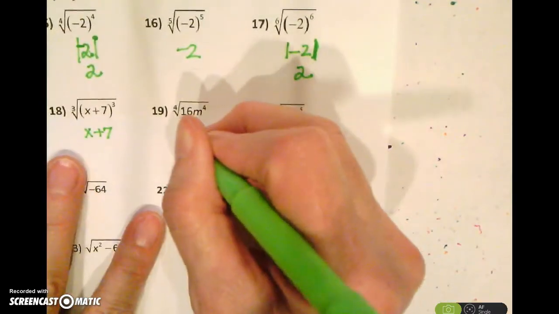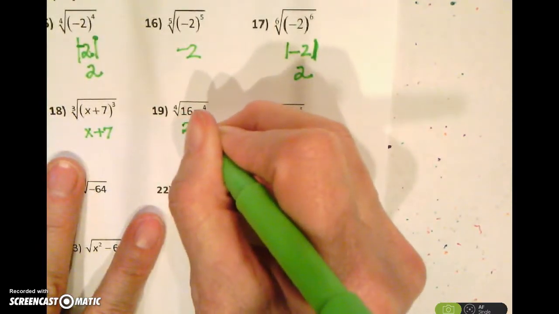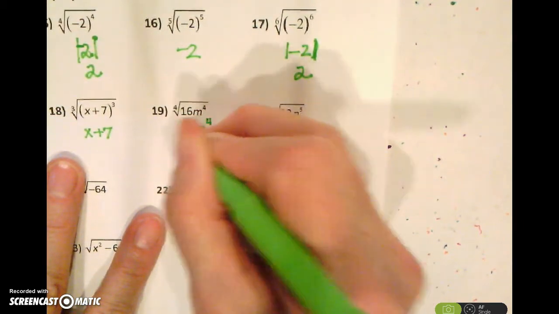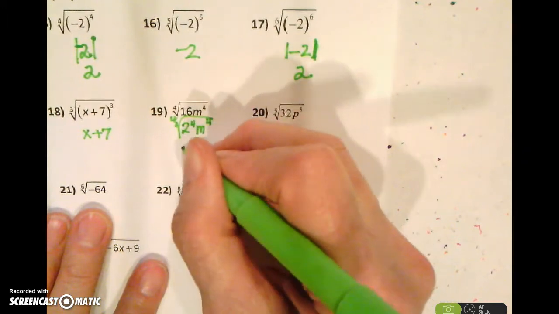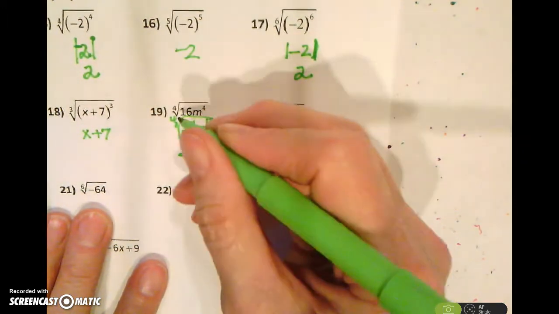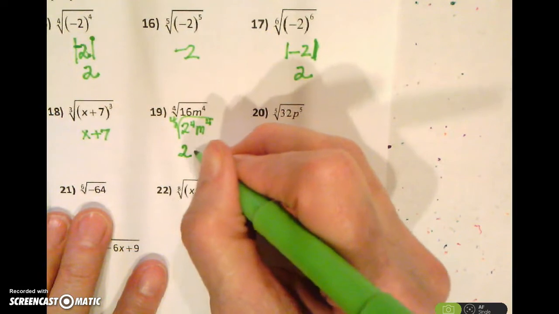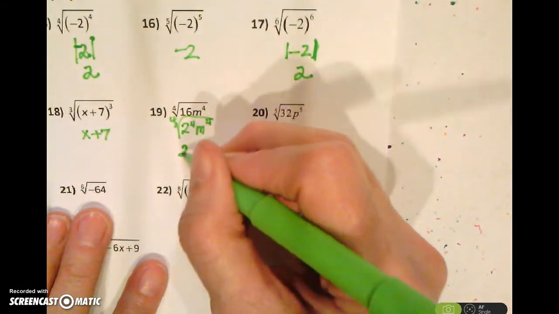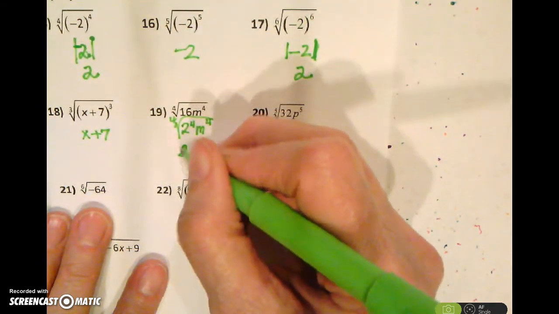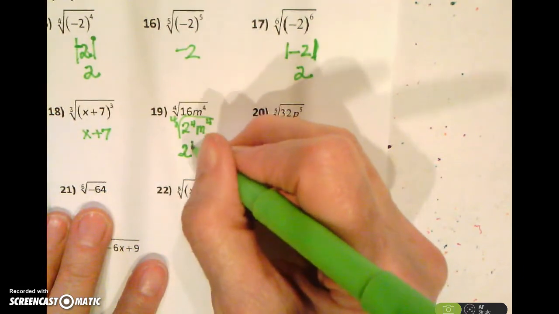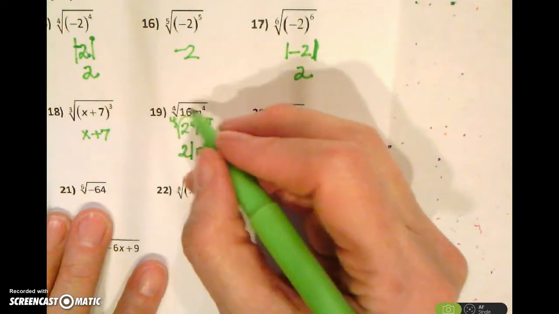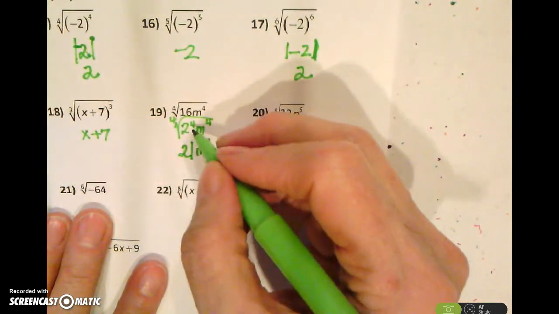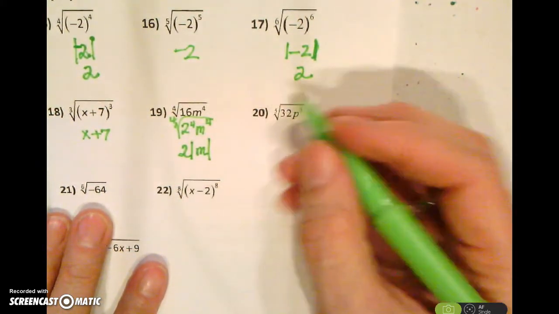This one, 16, is 2 to the fourth. So we got 2 to the fourth and m to the fourth that we're taking the fourth root of. So the fourth root of 2 to the fourth is 2. And the fourth root of m to the fourth is m. Now 2 I know is positive, but I don't know about m, so I've got to put my absolute value bars around it. So remember, with even roots, variables need those absolute value bars.